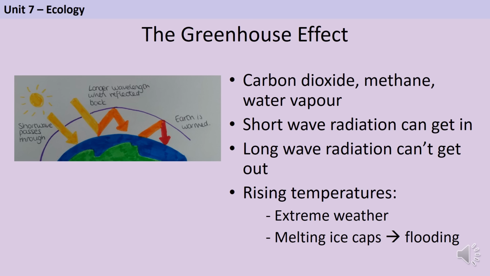Therefore, this just stays in our lower atmosphere and it warms up the atmosphere, and therefore Earth is getting warmer. And the problem we have is that humans are producing more and more carbon dioxide and methane, both from burning fossil fuels and from farming cattle and farming rice, and so the greenhouse effect is getting stronger and stronger. This is leading to rising temperatures, which is going to lead to things like extreme weather events like hurricanes, melting ice caps, flooding, habitat destruction, and eventually extinction of other organisms.